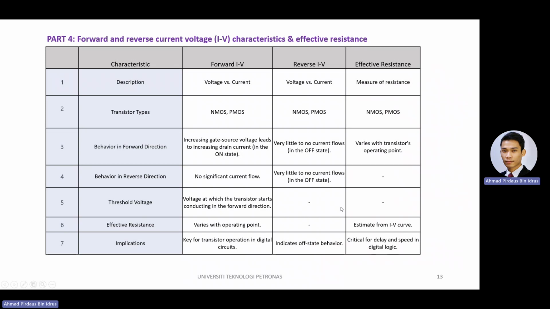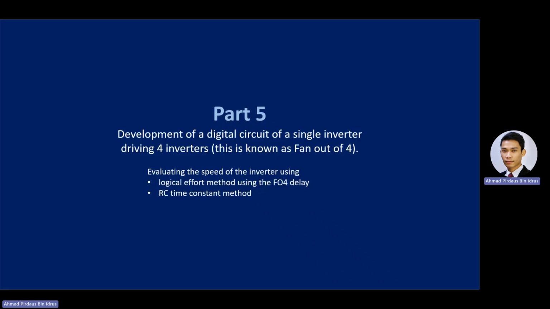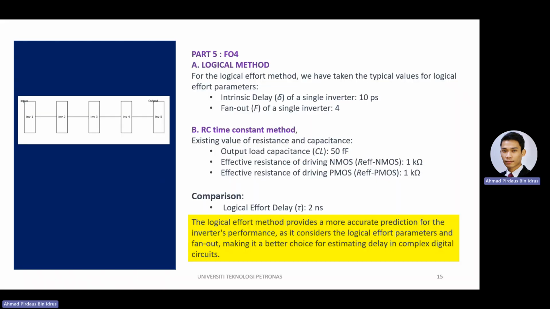Okay, we're coming to the final part, part 5: the development of a digital circuit of a single inverter driving 4 inverters. This is also known as fan-out of 4. Here we evaluate the speed of the inverter using the logical effort method and also the RC time constant method, and do the comparison. So this is what we have developed for the fan-out.